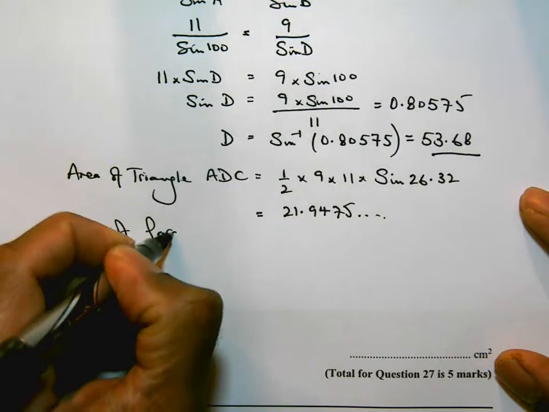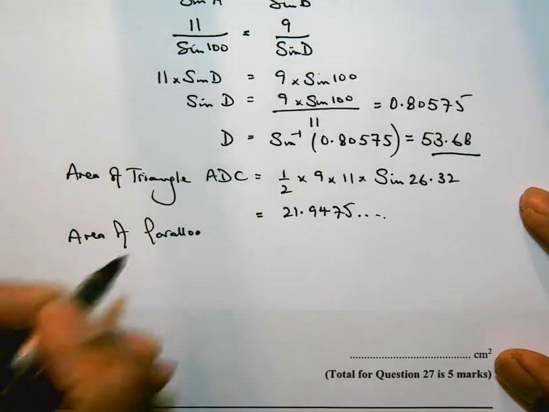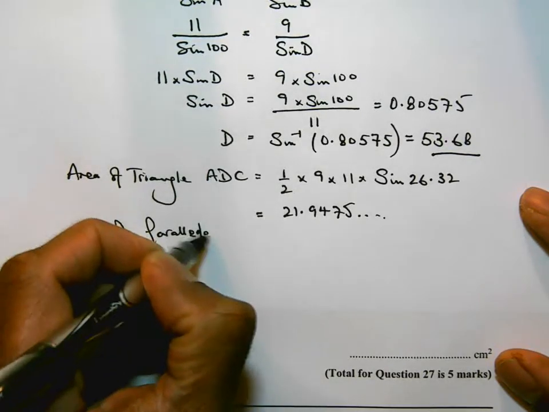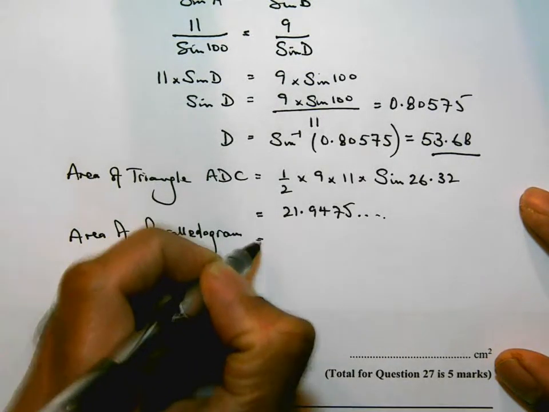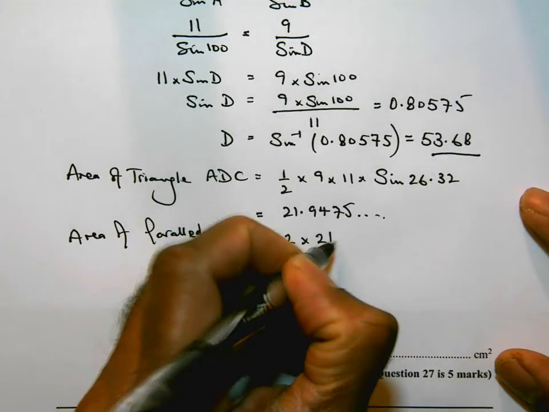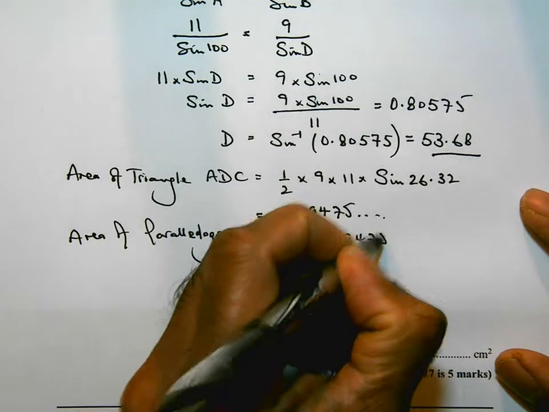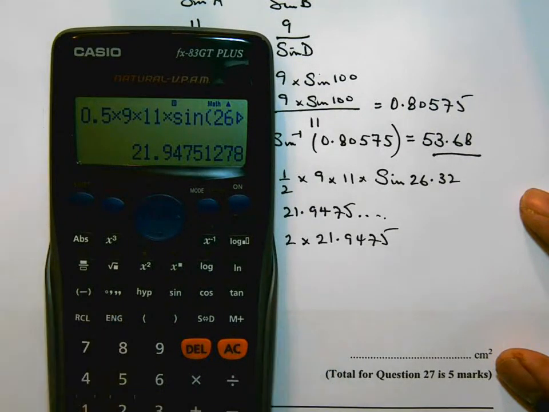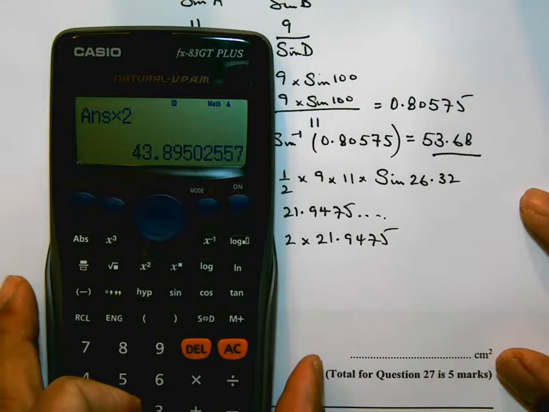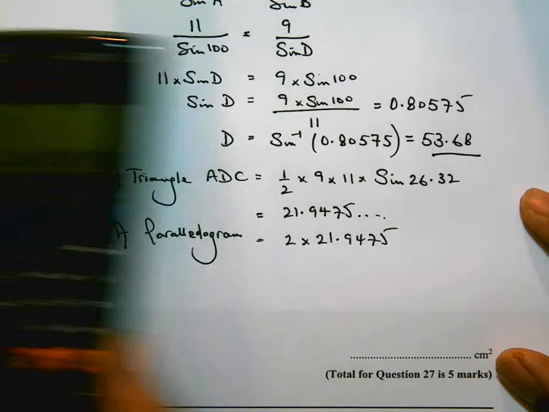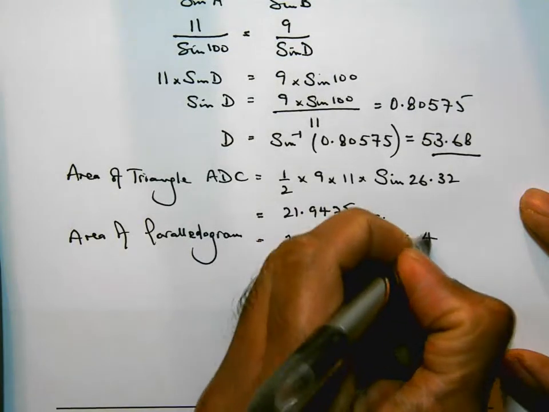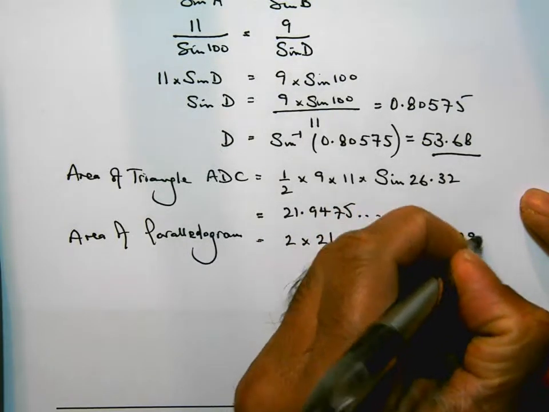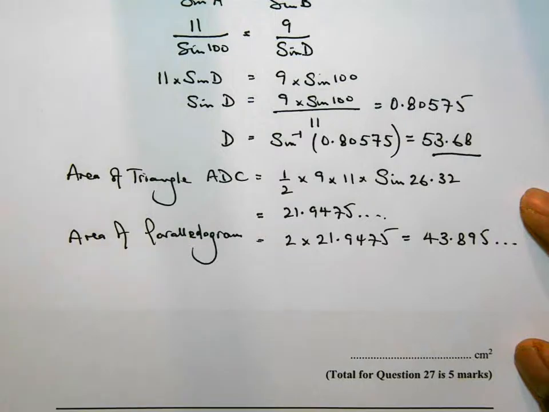Now the area of the parallelogram is going to be 2 times 21.9475. I've still got that result on my calculator. I'm going to times it by 2, and that's given me 43.895, and so on. Back to the question itself.